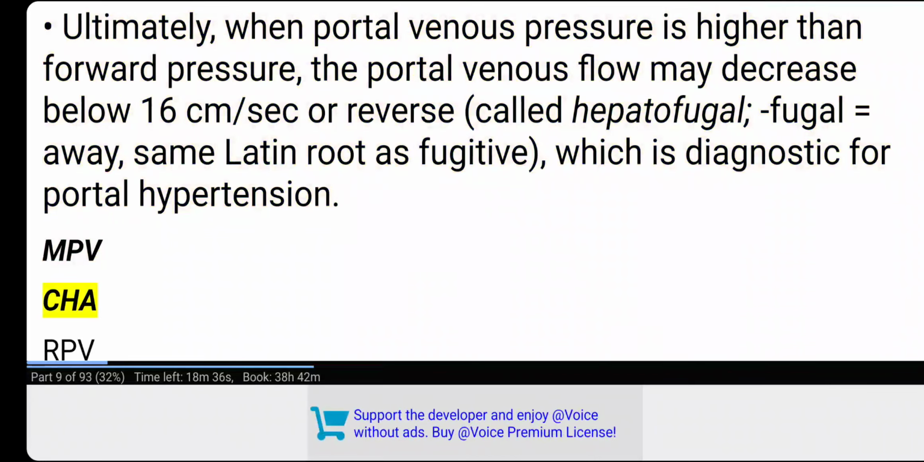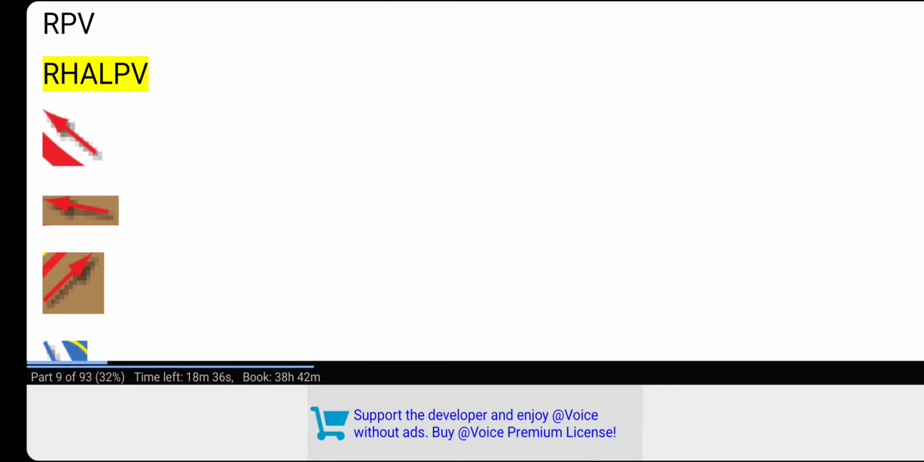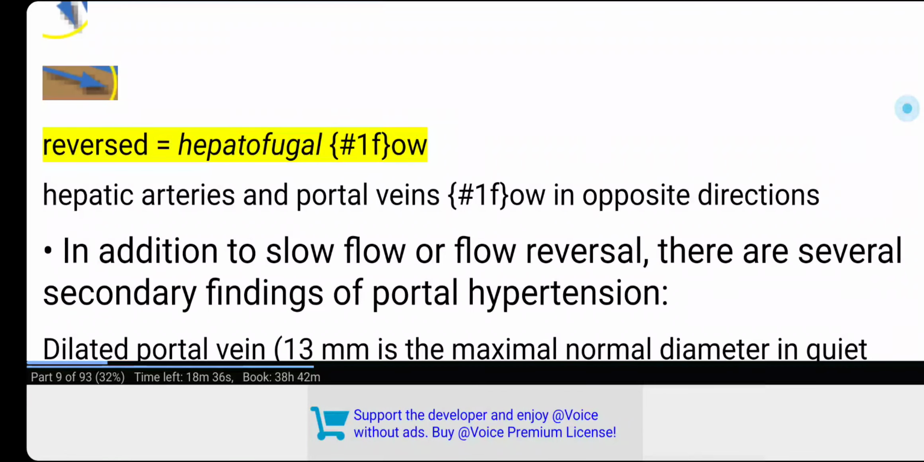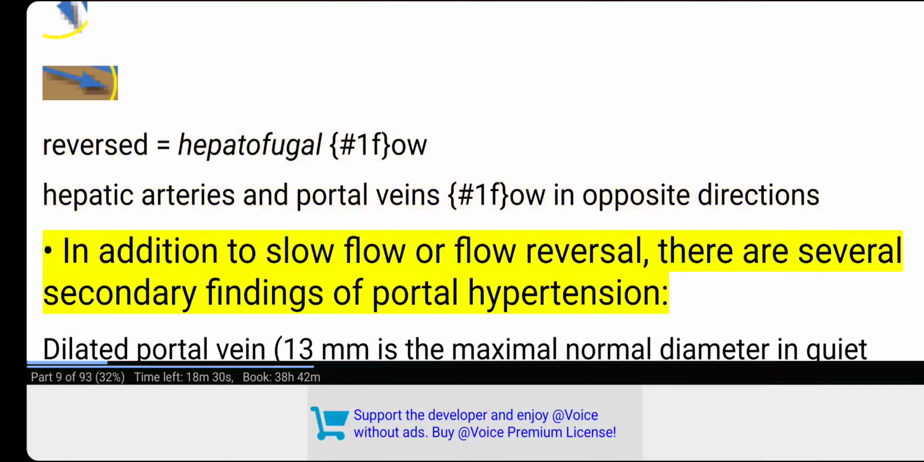MPV, CHA, RPV, RA, LPV. Reversed equals hepatofugal flow. Hepatic arteries and portal veins have flow in opposite directions. In addition to slow flow or flow reversal, there are several secondary findings of portal hypertension.